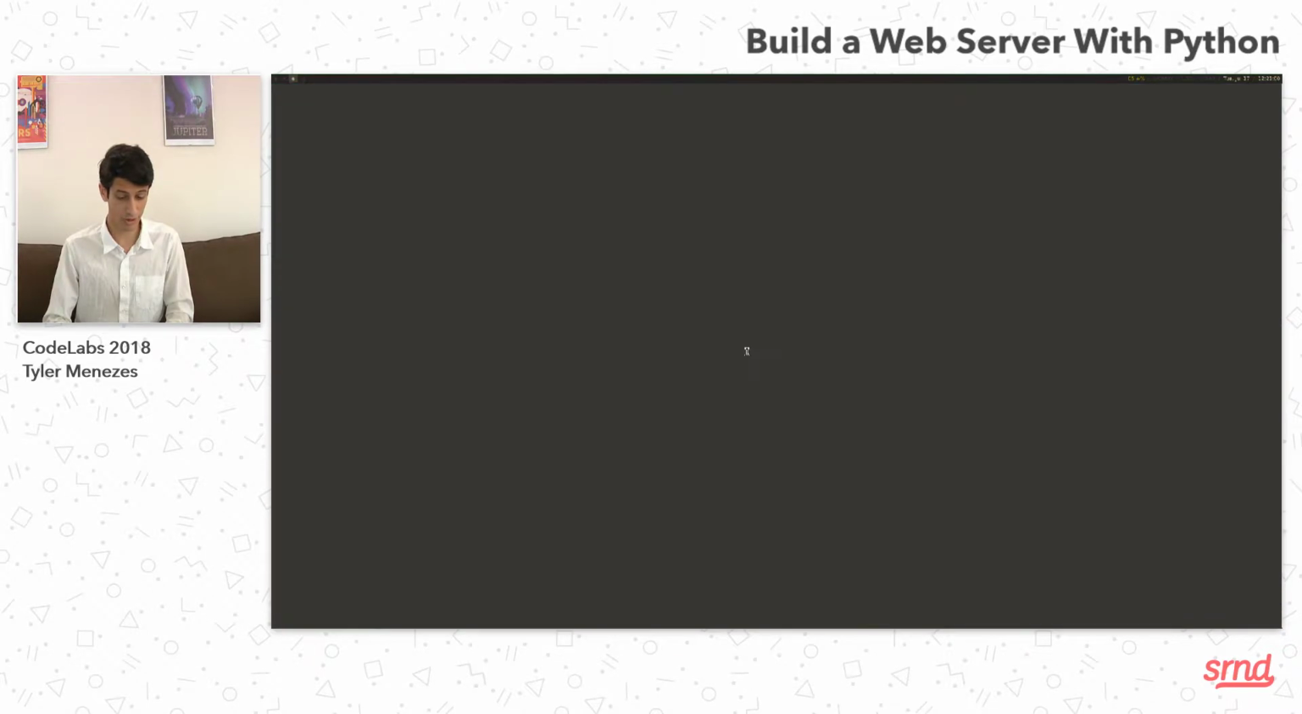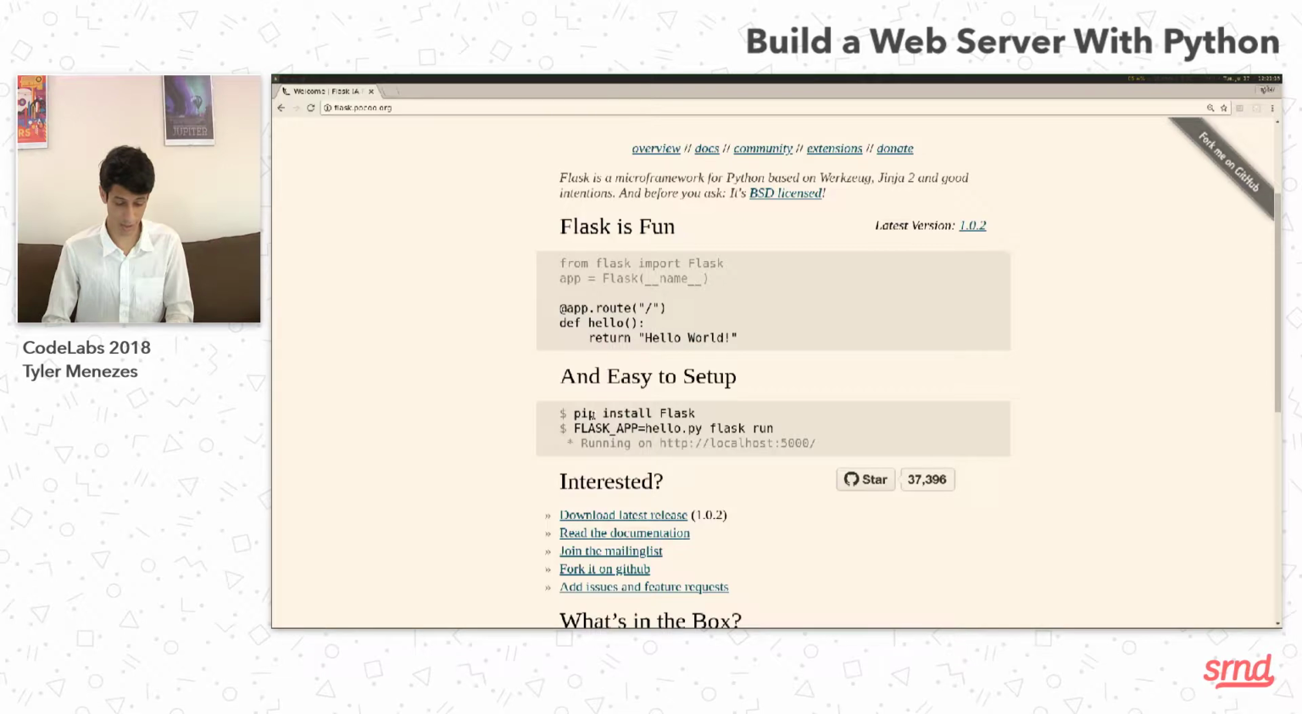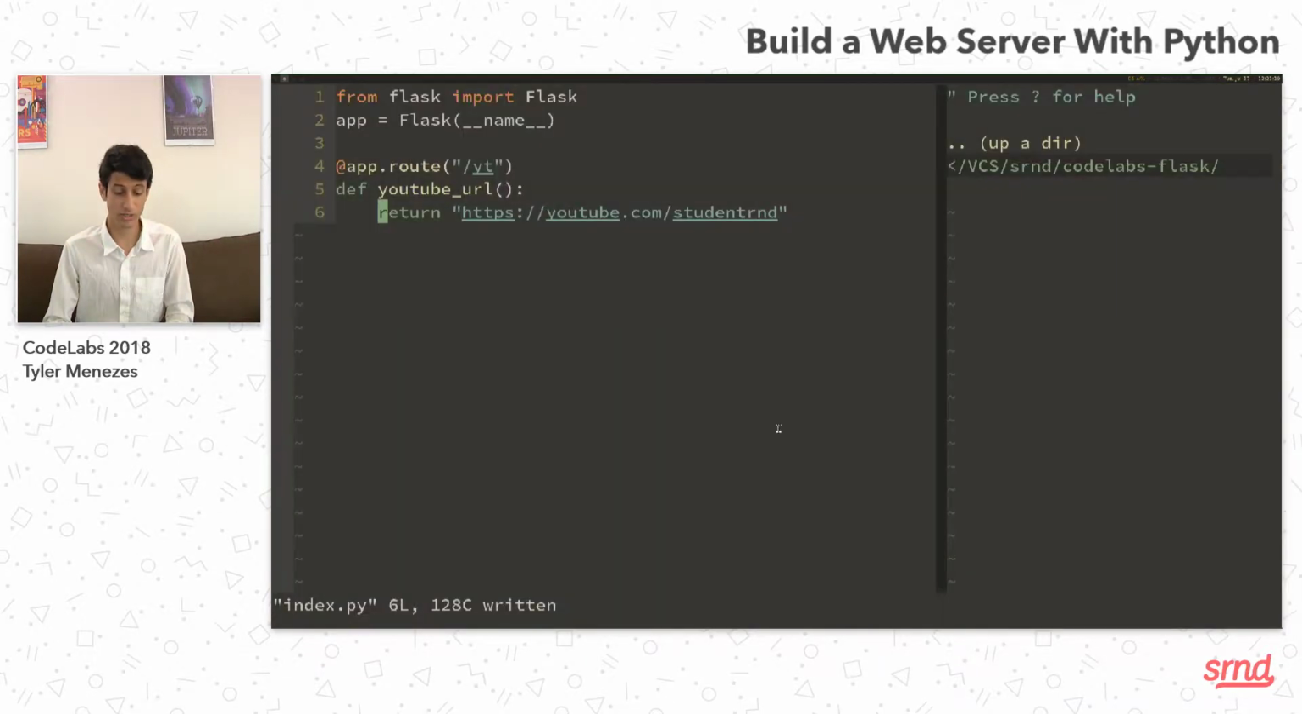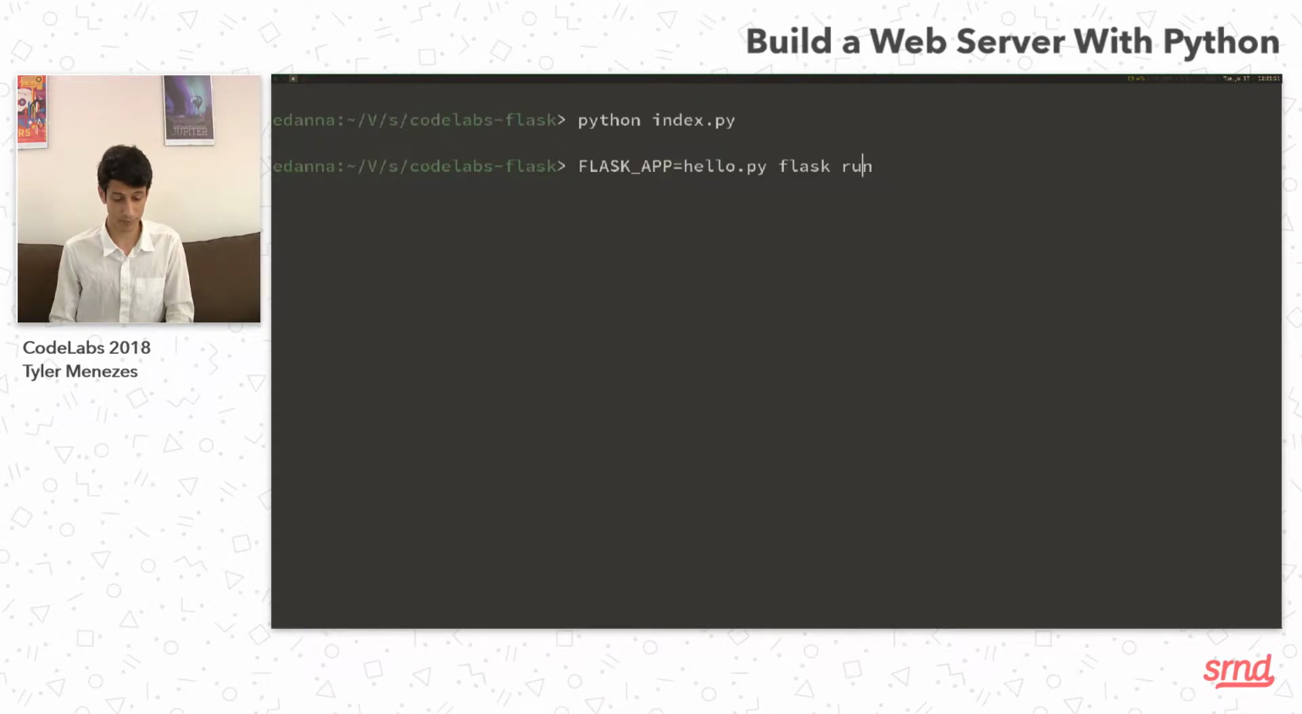I'll leave this text editor open and open a new window, srnd Flask, and I'll zoom in a little bit so you can see what's going on. Now I'm just going to run python index.py. Why did that not work? Because we didn't tell it what to do. So we'll do it this way. There's another way to do this, but don't worry about it for right now. We've named our thing index.py, and we're going to say flask run.